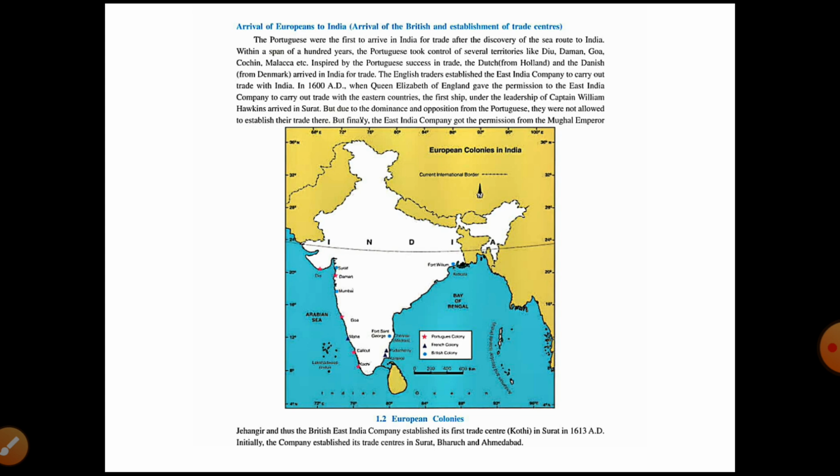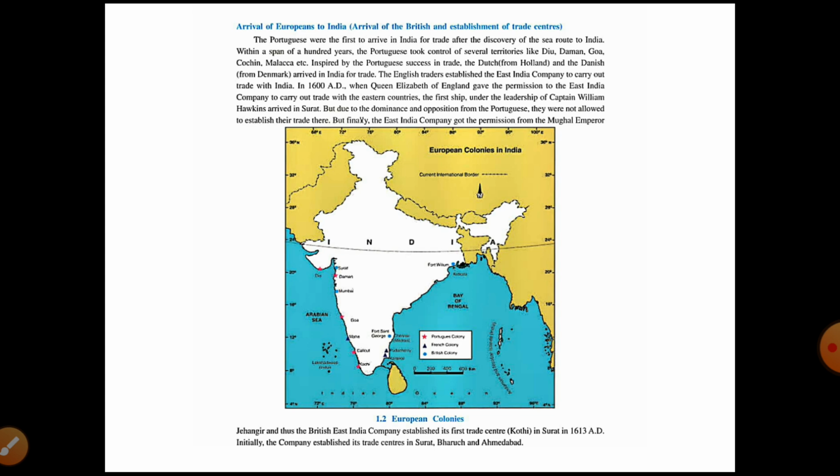They were not allowed to establish their trade there. So the Britishers were not allowed to establish their trade in India, but finally the East India Company got the permission from the Mughal Emperor Jahangir, and thus the British East India Company established its first trade center, a factory, in Surat in 1613 Anno Domini. So remember it, after getting permission from Mughal Emperor Jahangir.